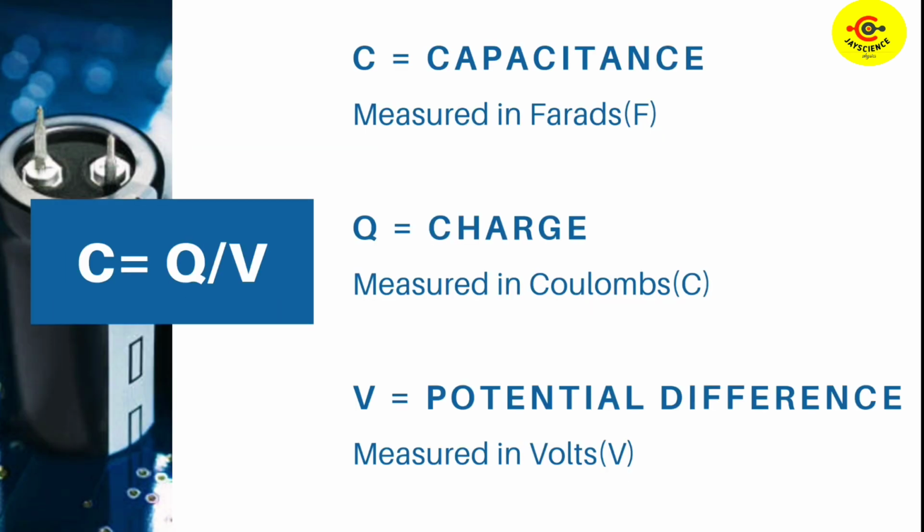Let's go right into the equation. All right, we've got C equals Q over V. The C is the capacitance measured in farads. We've got the Q, that's the charge measured in coulombs. We've got the V, that's potential difference. That's the energy transferred per unit of charge flowing from one point to the other.